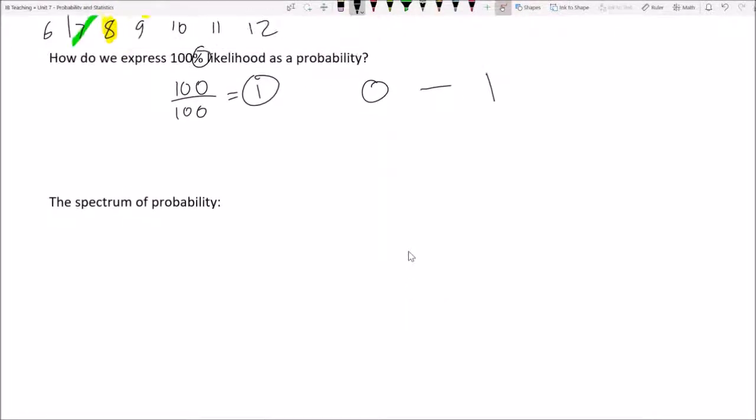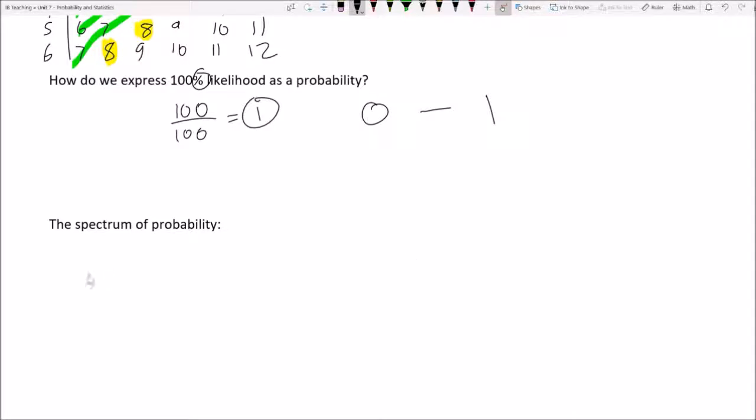So let's talk about the spectrum of probabilities then. And what I mean is we're going to label vocab of the probabilities that go from 0 to 1. If something has a probability of 0, we might say that that is impossible.